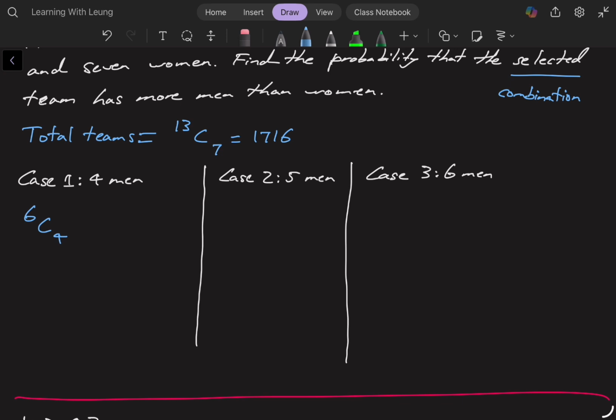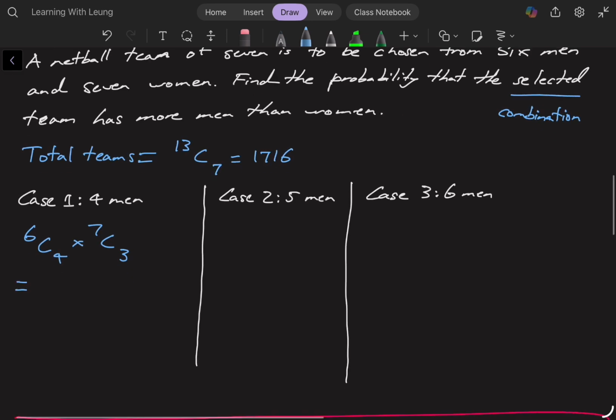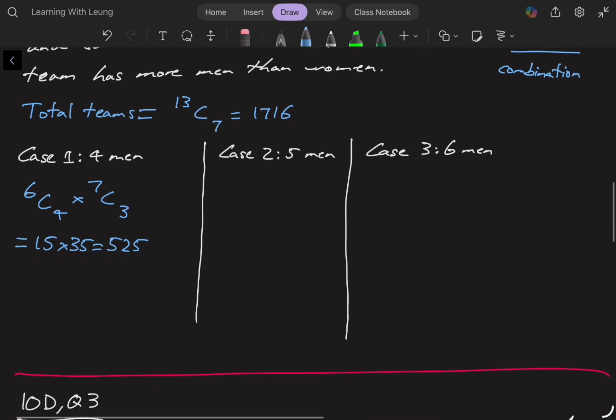Now, importantly, I'm going to pick a group of 7, which means I need to multiply, and I'm going to pick 3 more people. But I'm not picking out of, well, I've picked 4. I'm not picking out of the remaining 9 because I don't want any more men. So I'm actually going to go 7C3. Okay? Which is equal to 15 times 35, which is equal to 525. Cool? Then we're going to do the same thing for case 2.